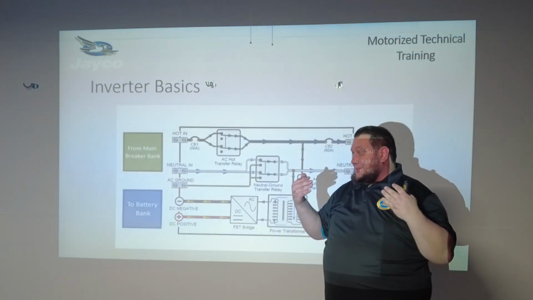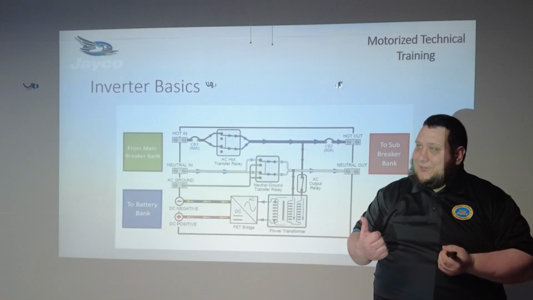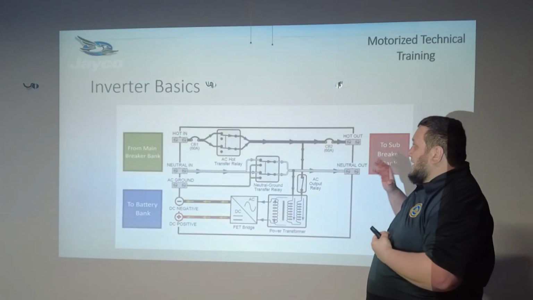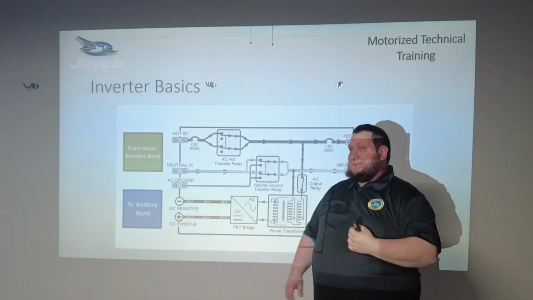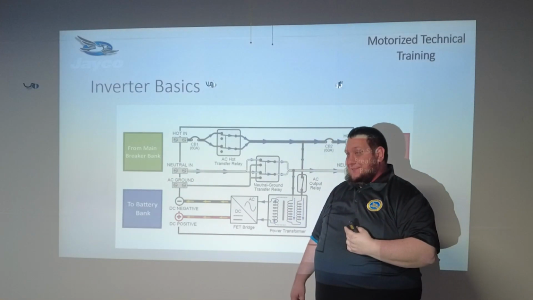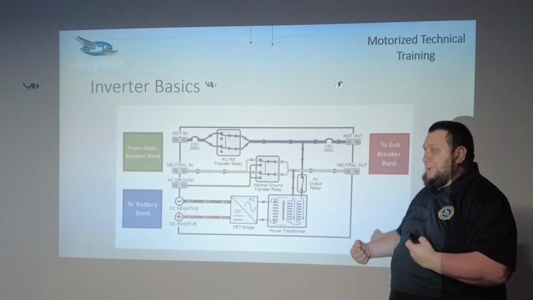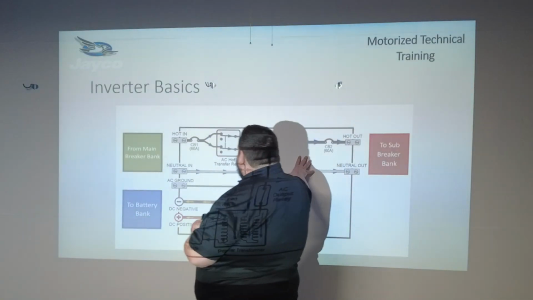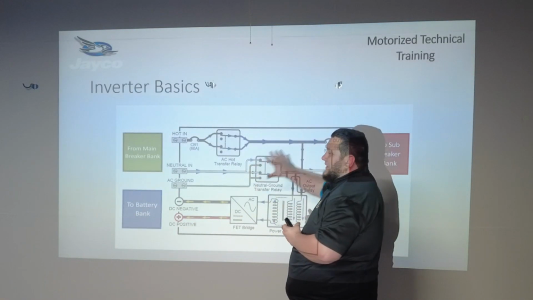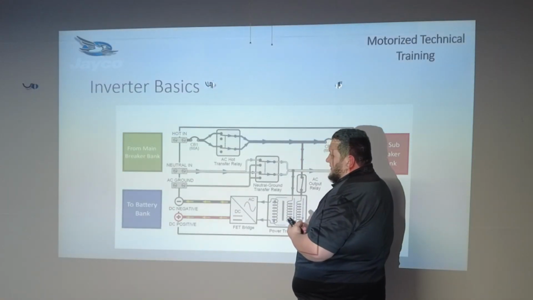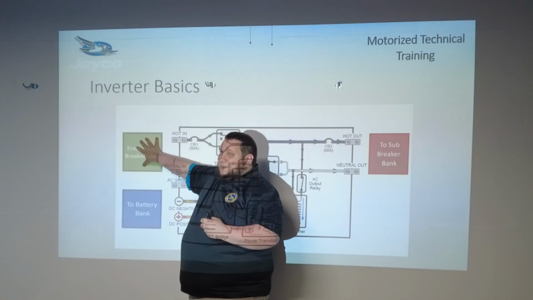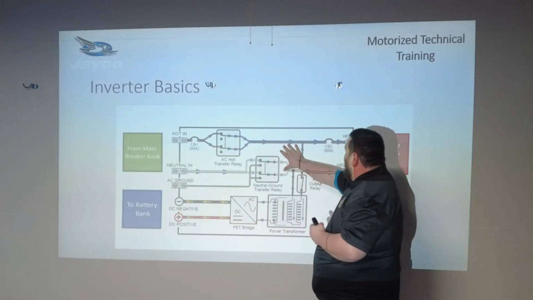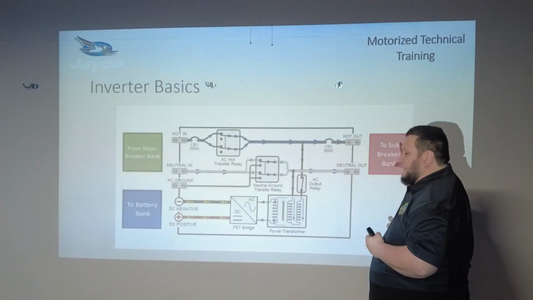So remember, a converter is what takes our house power, our 120 volt AC, and makes it DC so you can charge a battery. Inverters do the exact opposite. They take DC, they invert it, they make it into AC power so you can run your household outlets. So if we take a look at the overcomplicated insides of our mock inverter we have here, we've got our power coming in from our main breaker bank. This is our 120 volt shore power. It's coming in, passes through over here to our sub breaker bank.